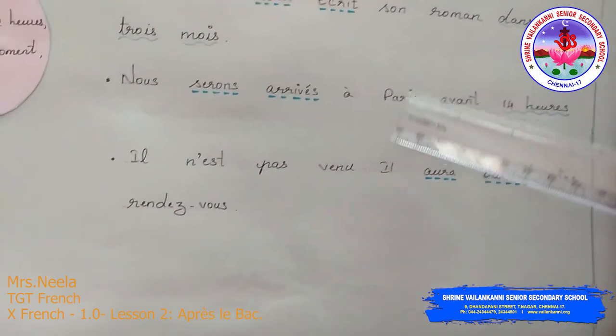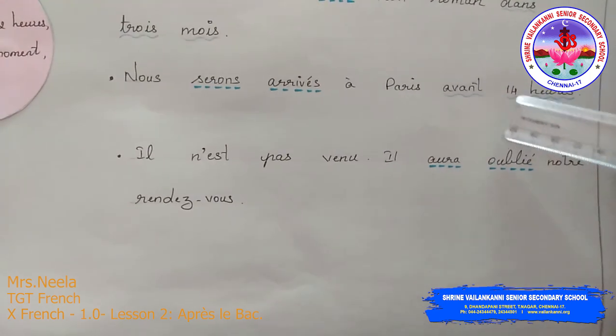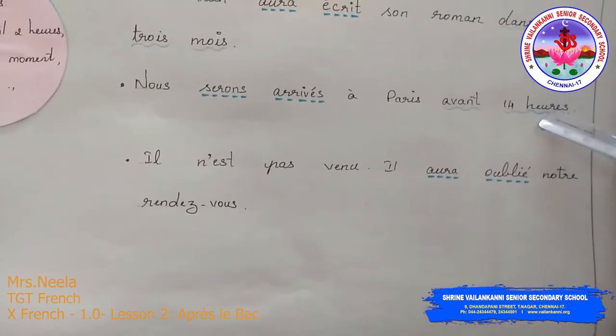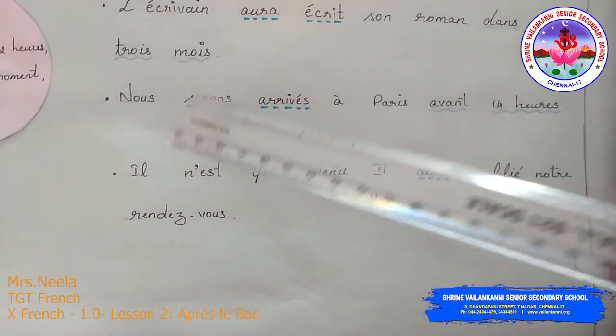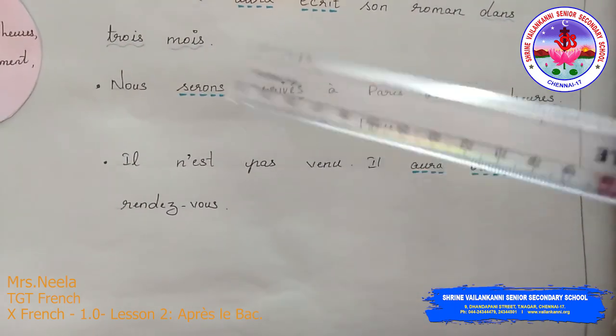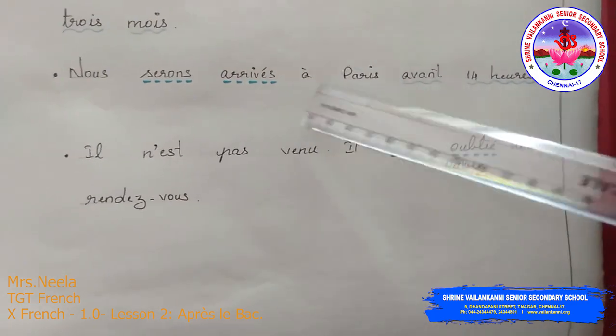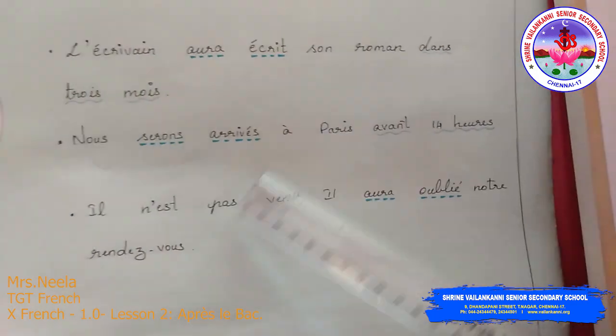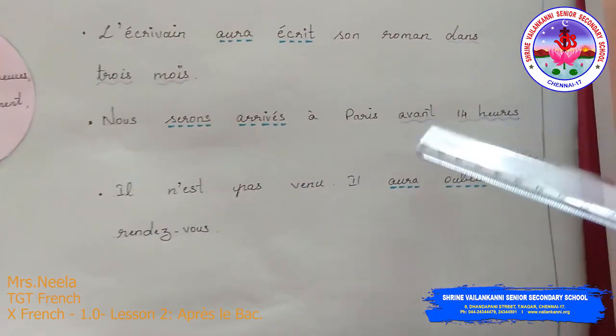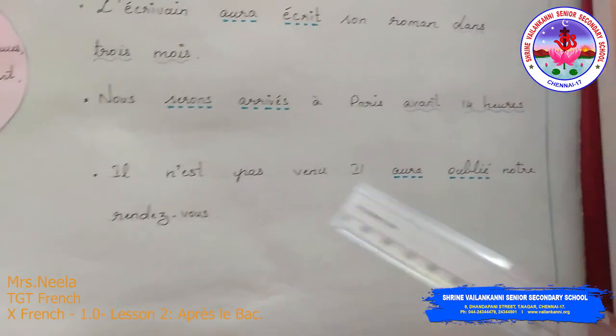Same thing here. Nous serons arrivés à Paris avant 14 heures. So before this timing you will have arrived to Paris. So nous serons arrivés à Paris. That you are conjugating it in futur antérieur. So avant 14 heures. Next one.